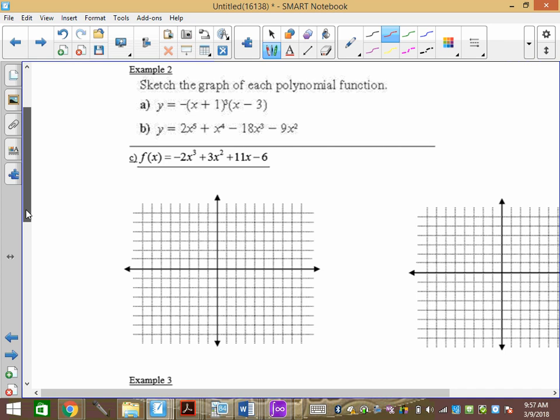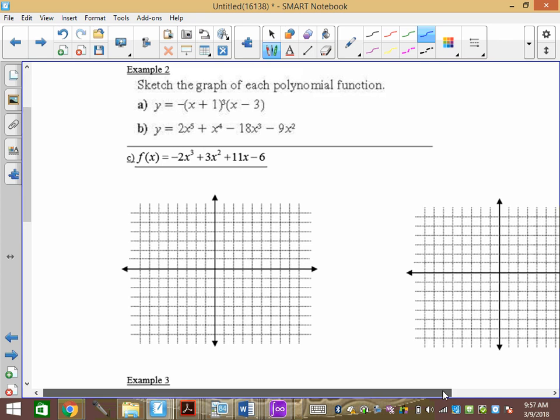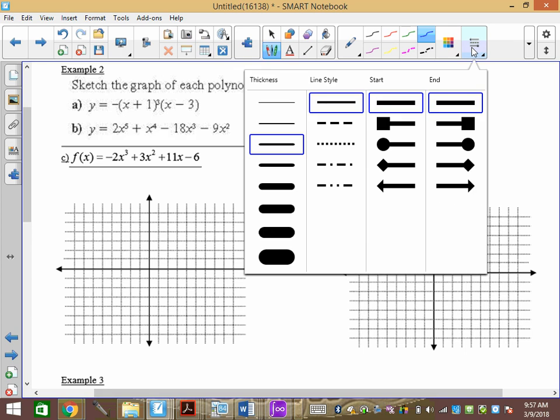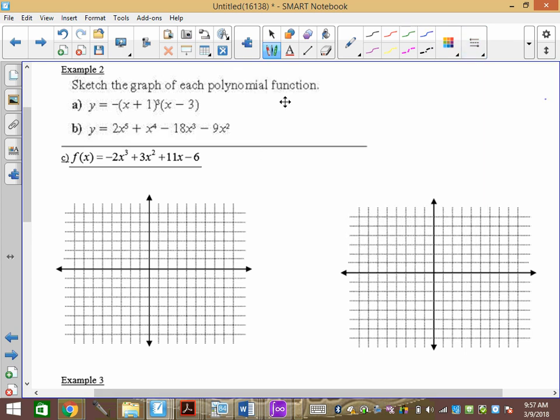So here we need to sketch these by not putting them in your calculator. A is the easiest one. Why? What form is it in? It's in factored form. Factored form helps us get what really quickly? X-intercept. So this one, from this equation, I know I could rewrite it as this.